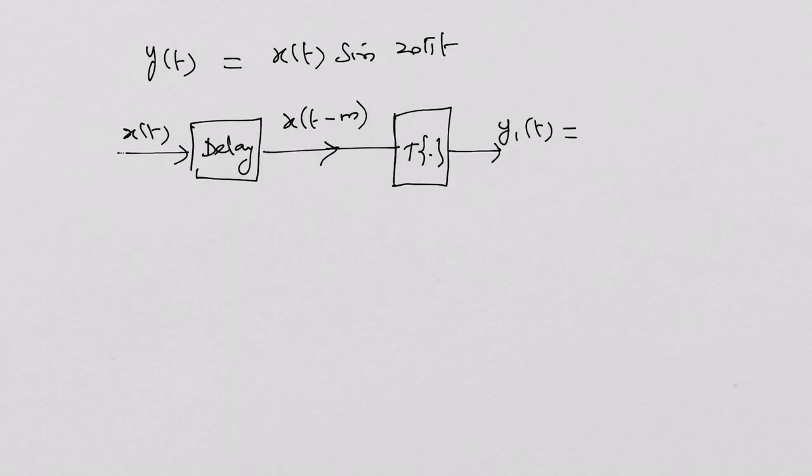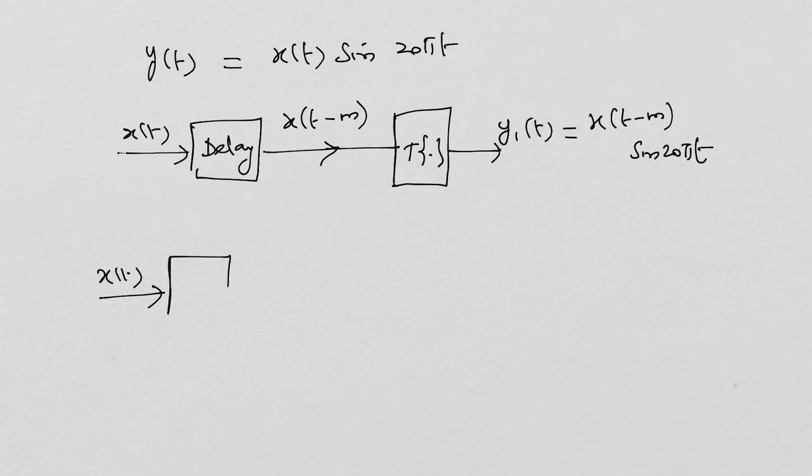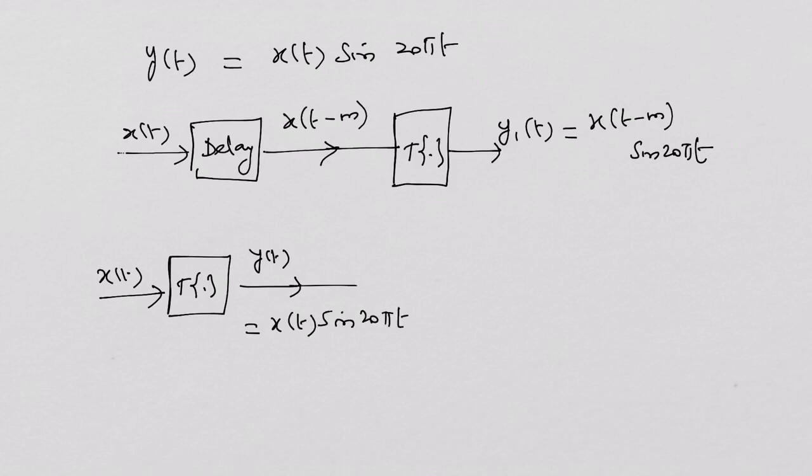What should be the response? Wherever x of t is available, that alone will be replaced by x of t minus m. Remaining all other locations will remain the same. It is recorded. Now I'll go to the next one. The next procedure, second step. Now I take x of t, I apply it through the system and it produces an output. The output is simply y of t, which is equal to x of t multiplied by, as per the equation, a simple duplication of the equation given in the problem.